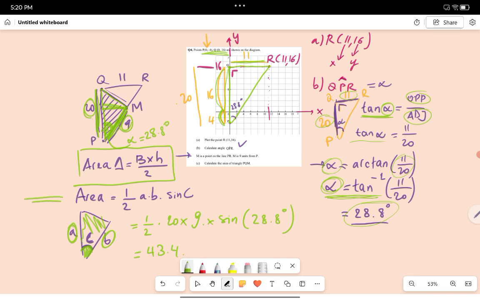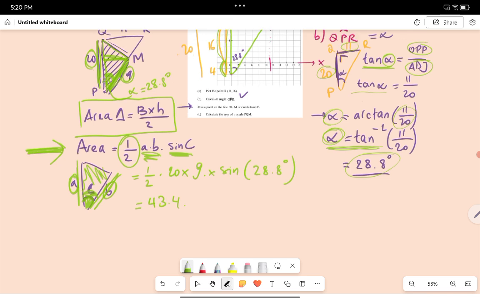Then you use this alternative definition of the area of a triangle. That is 1/2 times two sides like this, and then we multiply by the sine of the angle in between those two sides. That is what we have used here. Okay, that was question 4.